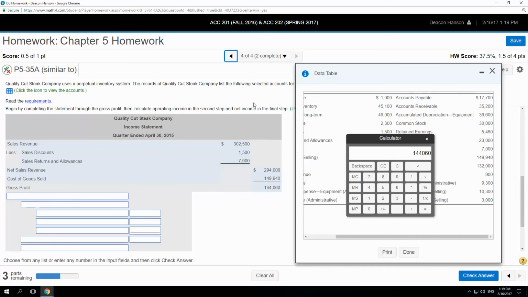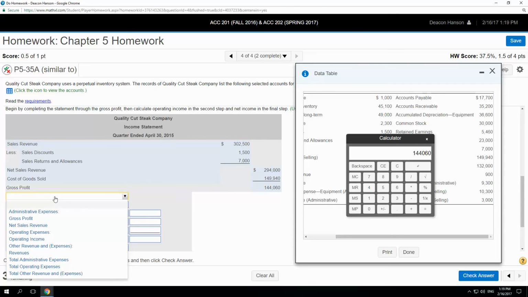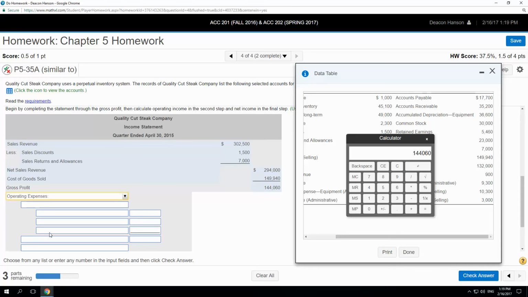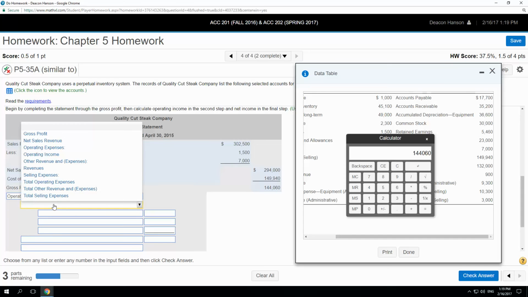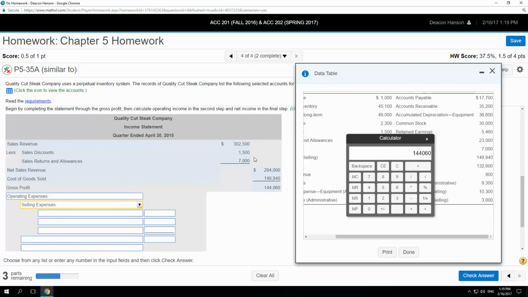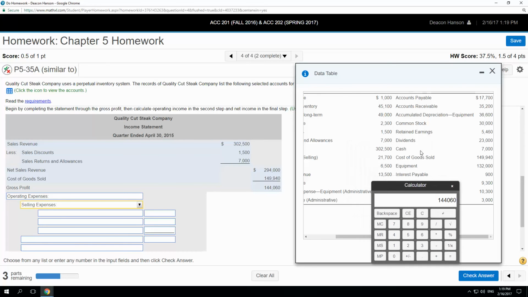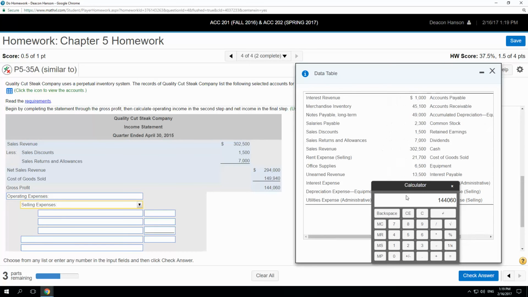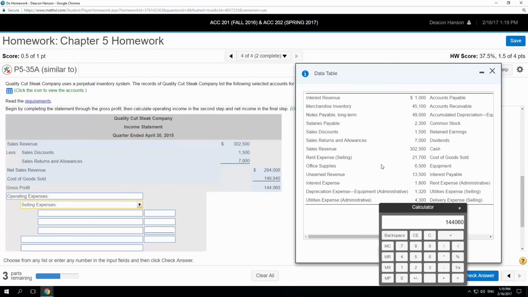So this is where that administrative and selling category comes into play. So now you're going to have what they call operating expenses. And under operating expenses, you're going to have 2 categories. You're going to have the selling expenses, right? And they're only giving me the option for selling. So I'm going to do selling expenses first. And we're going to go find all of the selling expenses. Okay, that's why they're labeled that way.